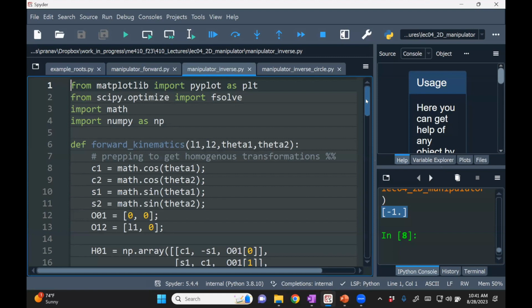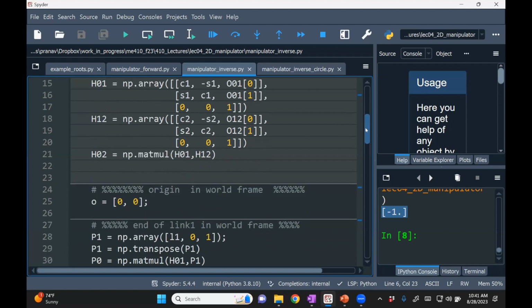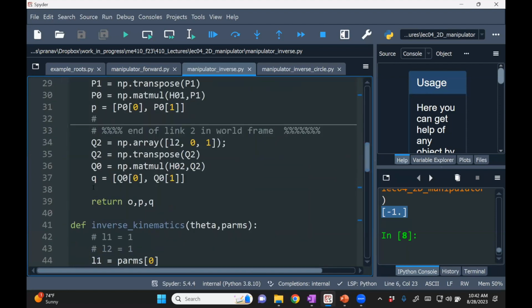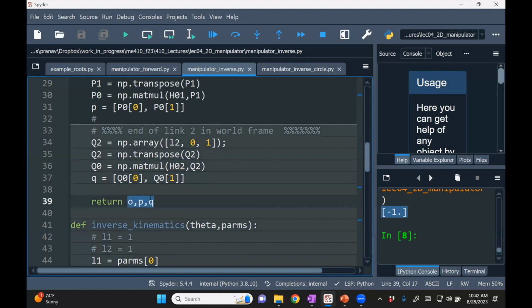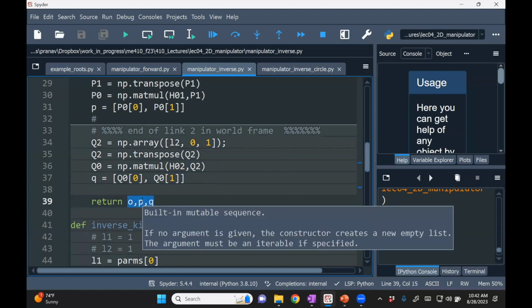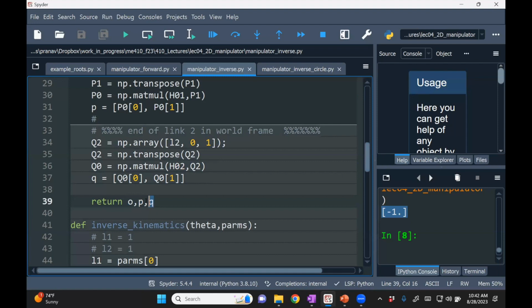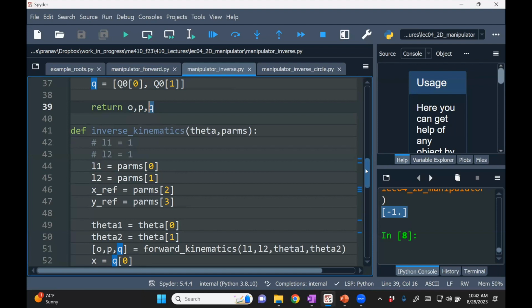Okay, so now what I've done here is, just like before, you need to use the function f of x, which is the forward kinematics. That part which we've covered was called forward kinematics. So my function here is called forward kinematics. It returns three things: the origin, which I don't care about, the point P, which I don't care about here, and the point Q. The point Q is what is of interest to me. I need to find the position of point Q and want it to be at a certain location.